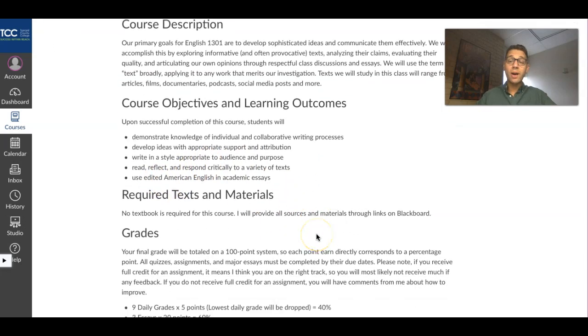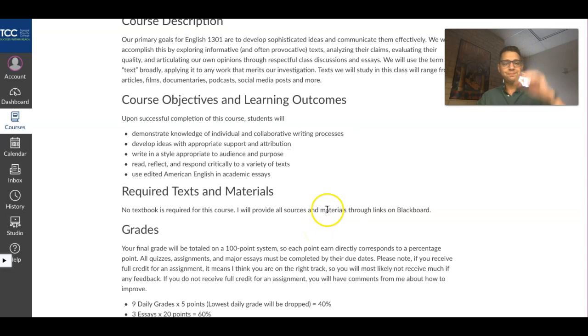So there's no required textbook for this course. I'm going to make everything available to you digitally. If you want to pick up a copy of They Say, I Say, that's perfectly fine, but just know that I'll make it available to you digitally as well. Everything will be a clickable link that you'll be able to access through not just the shortcuts on the home page, but also through the weekly modules.